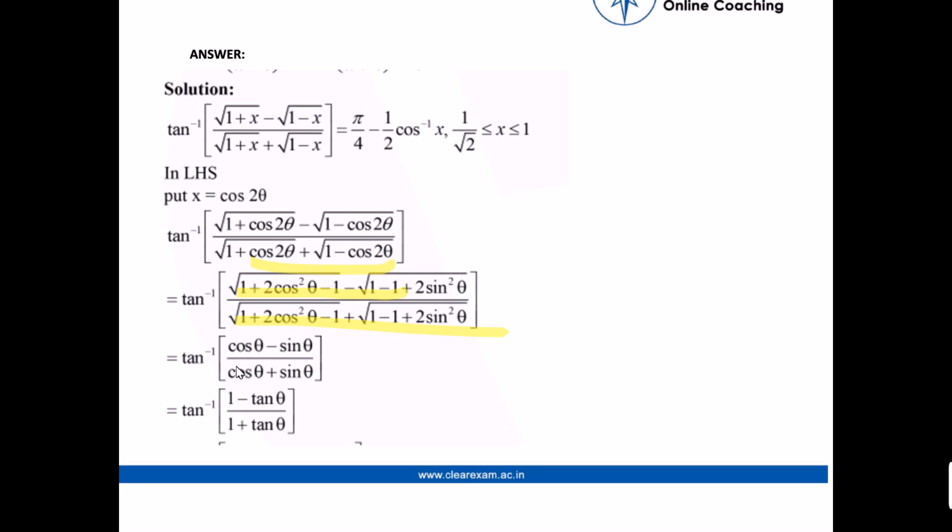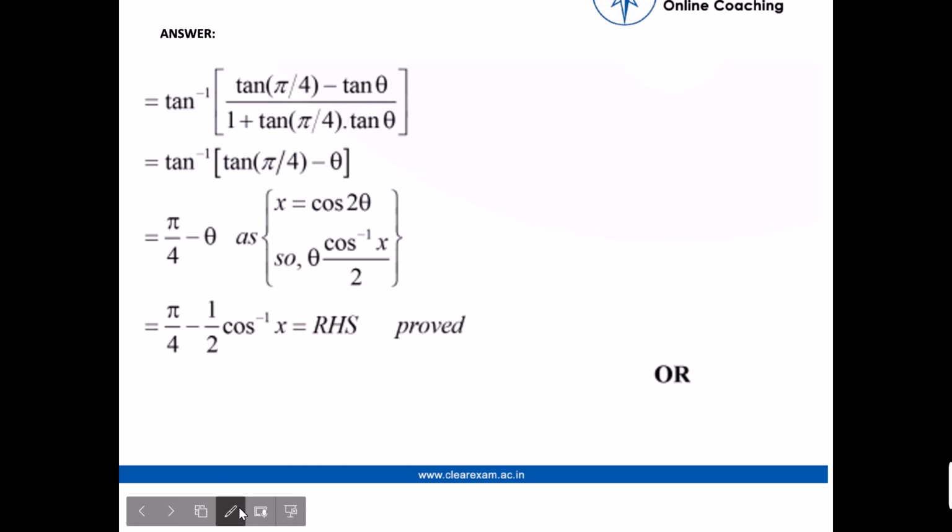We can write this as (1 − tan θ)/(1 + tan θ), because we can take cos θ common from both numerator and denominator, and the cos θ will be cancelled. After that, we get this. We can take π/4, whose tan value is equal to 1, and write the 1 as tan π/4.